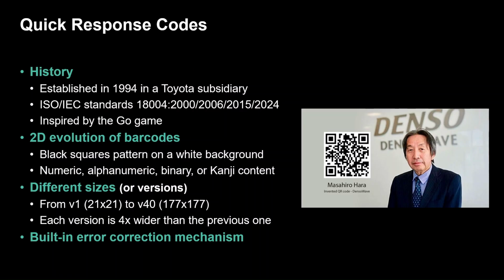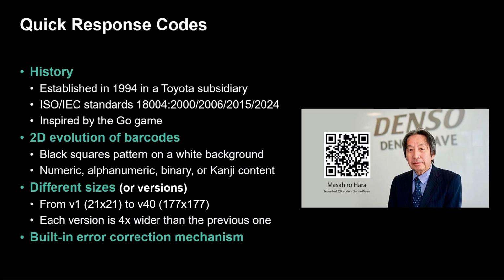It stands for Quick Response Codes. It was created in 1994 in Japan by Masahiro Hara, and then it became ISO IEC standards with several versions. It's supposed to be inspired by the Go game, with a black squares pattern on a white background, where a black square represents a value of 1 and a white square a value of 0, so it's a binary encoding. It's a 2D evolution of barcodes, and we can store numeric, alphanumeric, binary, or kanji content. So it's encoded in binary, but the content can be in different formats.